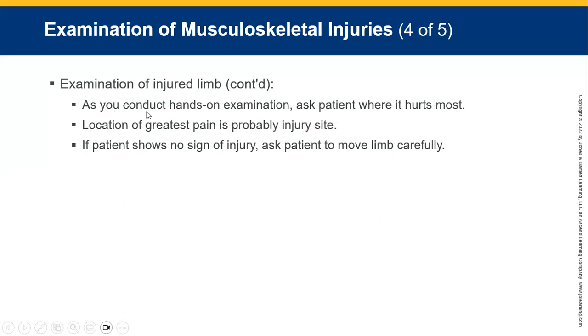Examination of the injured limb. You could conduct a hands-on examination while you ask your patient where it hurts most. The location of the greatest pain is probably the injury site.